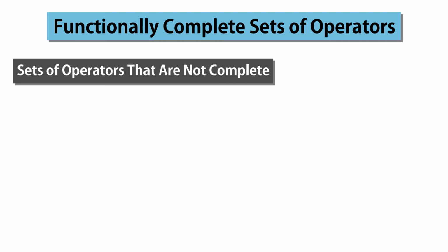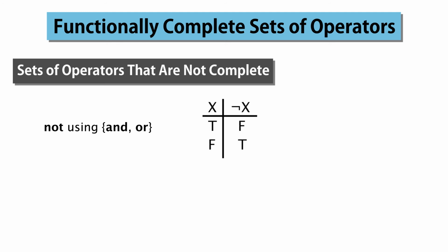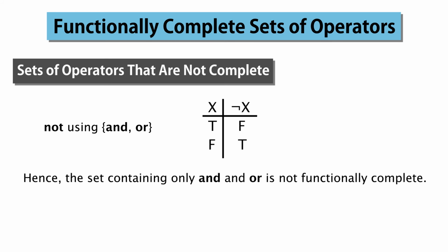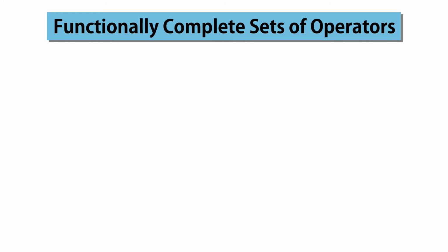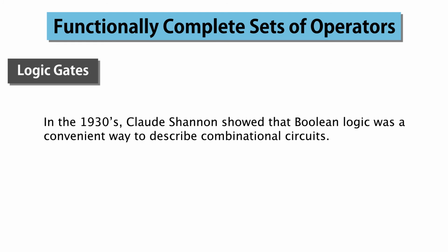Now, suppose that you tried to define the operator NOT using only AND and OR. The truth table for NOT is shown here. Implementing NOT requires generating a false output from a true input, something that is impossible using only AND and OR. That means that there is at least one truth function, namely NOT, that cannot be defined from AND and OR. Hence, the set containing only AND and OR is not functionally complete. By the way, it's often more difficult to prove that a set is not functionally complete than to prove that one is.